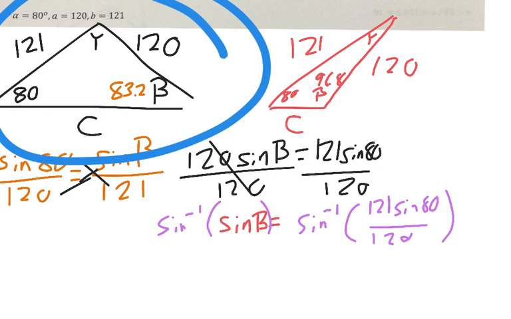Divide by sine 80. So C equals 6.801. Have a second. And so this is a second solution set where beta is 96.8, gamma is 3.2, and C is 6.801.